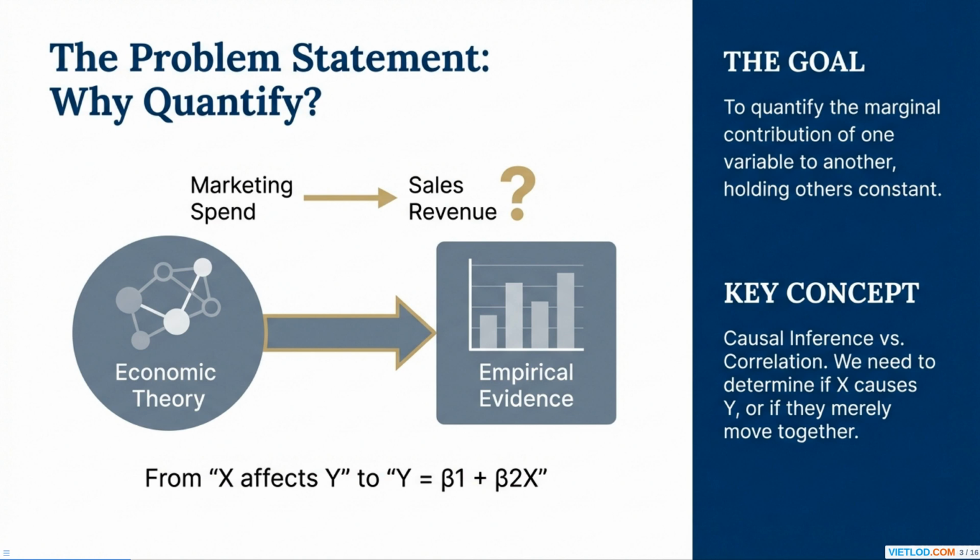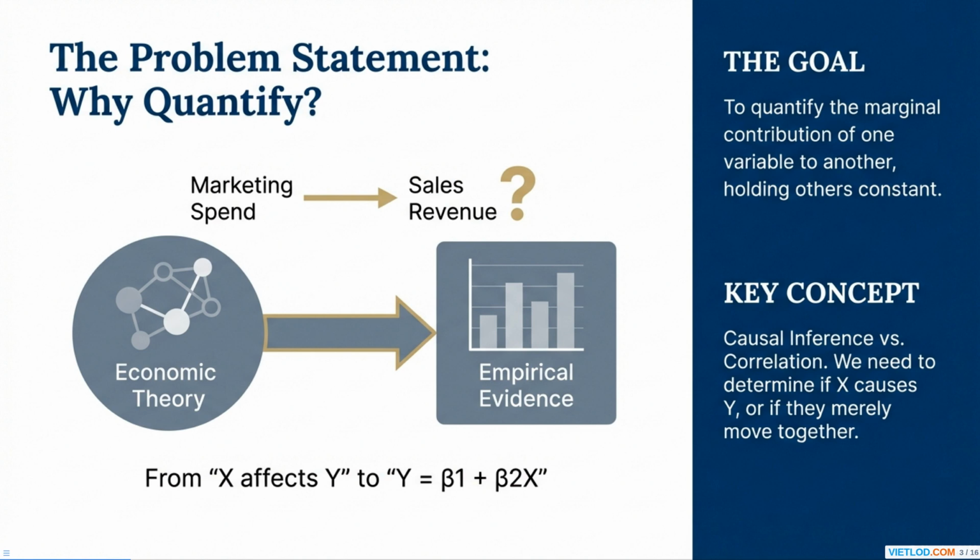At its core, econometrics is about moving from qualitative statements to quantifiable insights. We often start with an economic theory, such as the idea that marketing spend affects sales revenue. But how much does it affect it? The challenge is to formalize this theoretical relationship and then seek empirical evidence to quantify it.